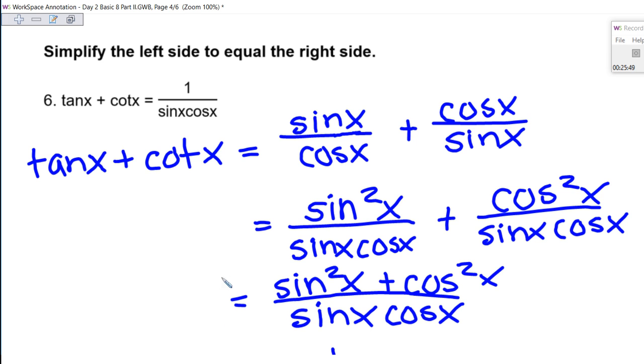So that was our Pythagorean identity. Sine squared plus cosine squared is equal to 1. Now again, for your final answer, make sure it has sine cosine and not cosine sine. So your final answer has to match what was on the right side.